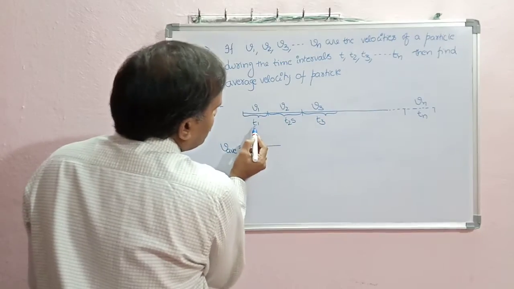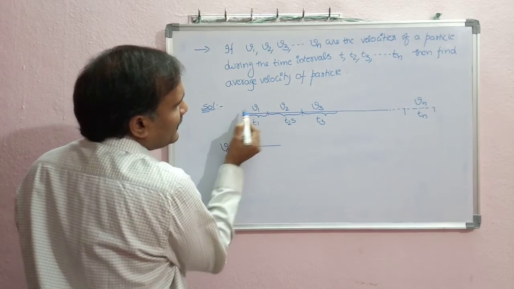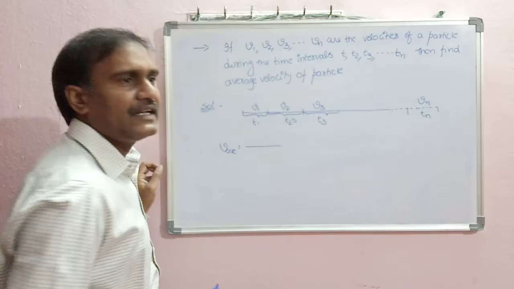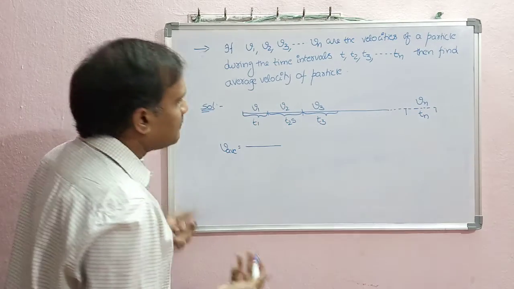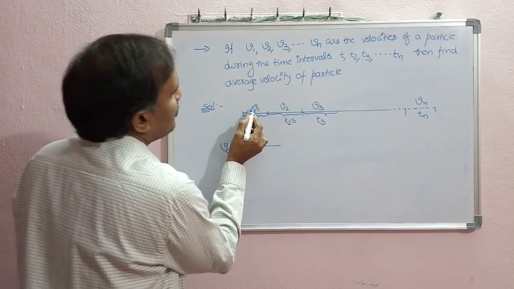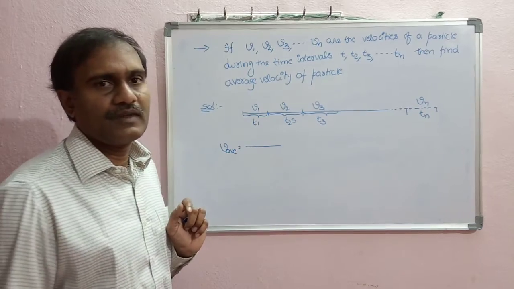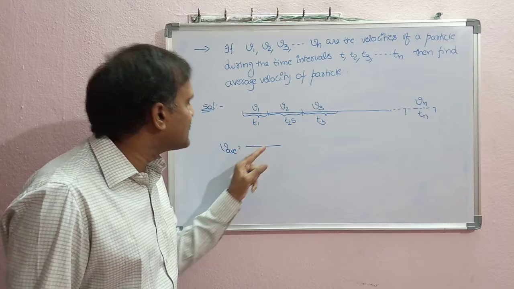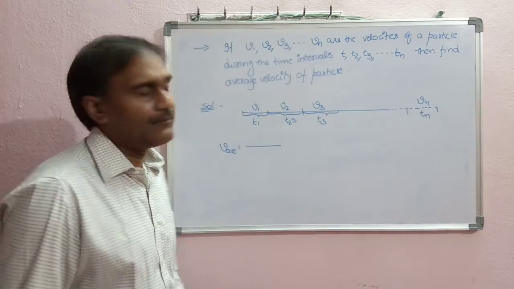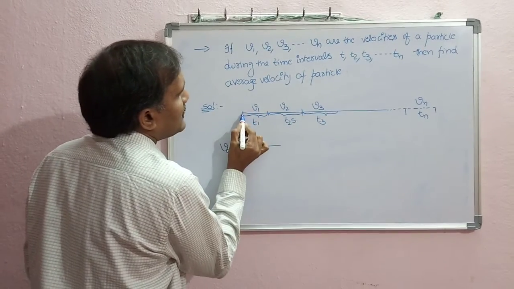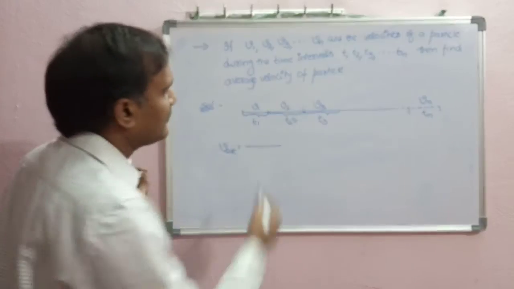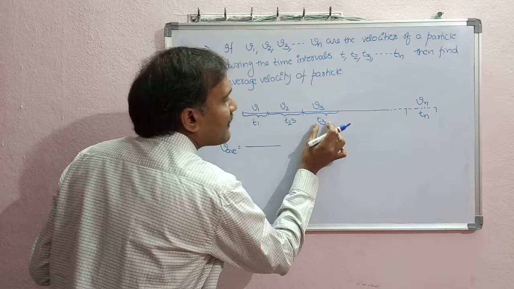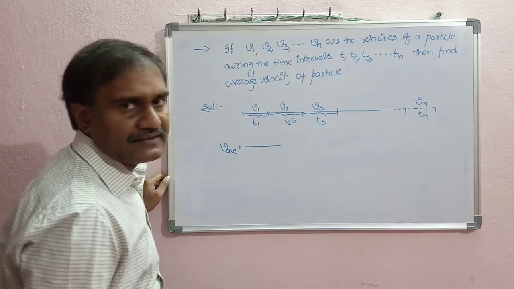Here tell me what is the displacement covered by the particle during the time interval t1 seconds? Displacement is nothing but velocity into time. Average velocity is equal to displacement divided by time interval. Therefore, displacement is equal to velocity into time. Here, v1 is the average velocity during the time interval t1 seconds, v2 during t2 seconds, and v3 during t3 seconds.